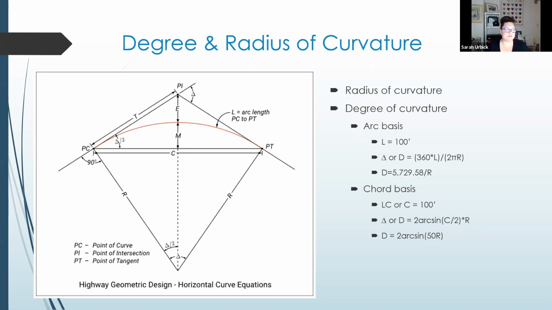All right. So if we're talking about the arc length, we've got a formula to find the interior angle based on the radius. And if we're talking about the chord basis, the chord we set at a length of 100. The length of the arc we set at 100 for an arc basis. Okay. So we've got two formulas on how we get that information, both relating to this D delta interior angle.